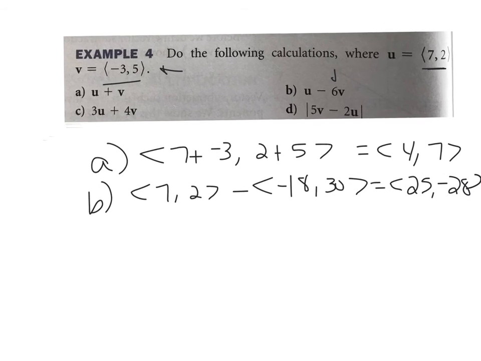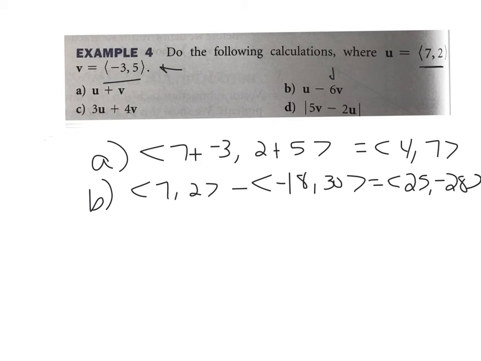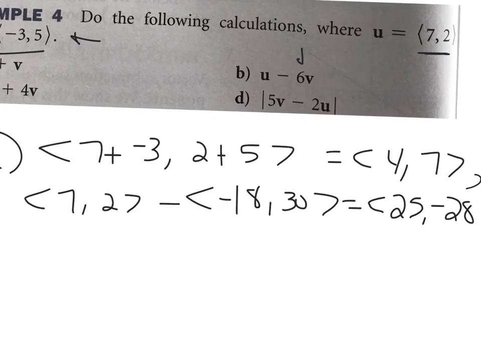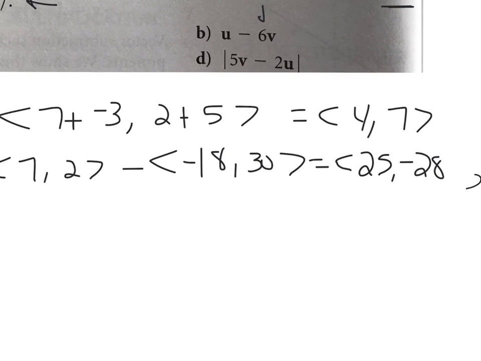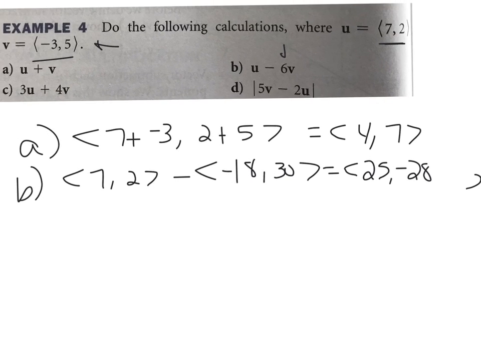Let's do one more, then we'll stop the video. Let's do the last one. It's got a bunch of stuff. Let me make this a little bigger for us. See that right there? Part D. It's the magnitude of 5v minus 2u.